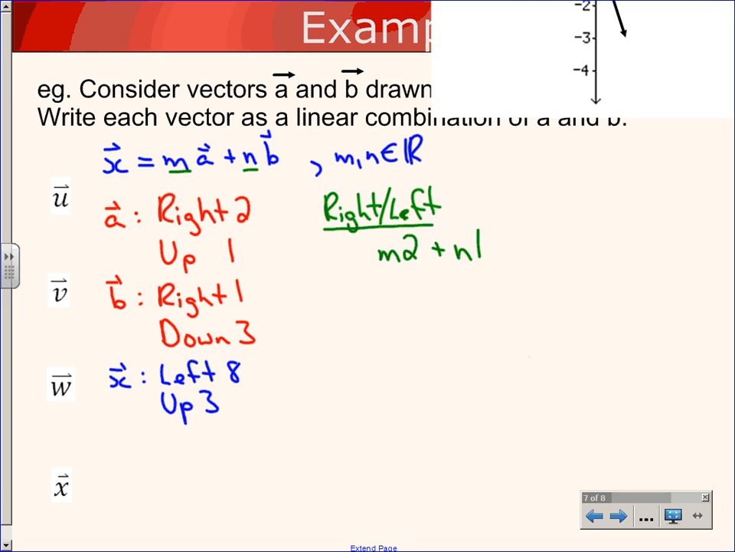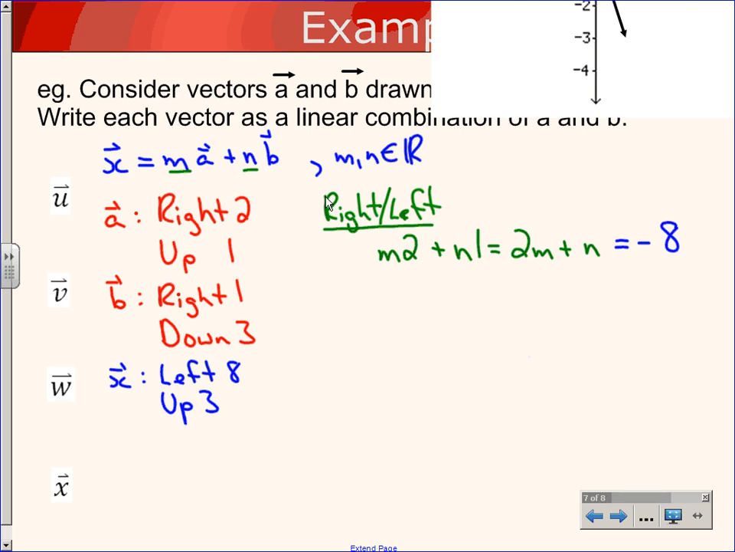Now that's not usually the way we would write it. We'd usually write that as 2m plus 1n, right? That's much more like we're used to seeing. But what we need out of that, the result, has to be a result of left 8. That's what we have to get in the end. So to show a left, we can just put a negative there.